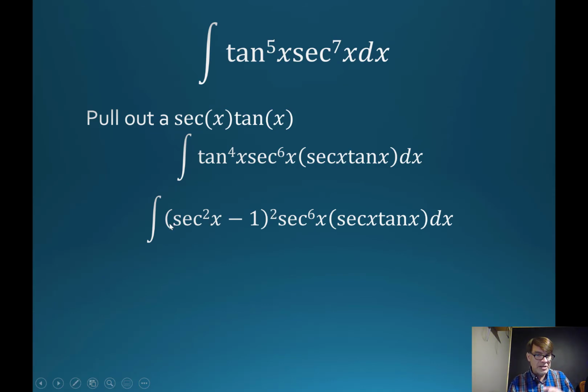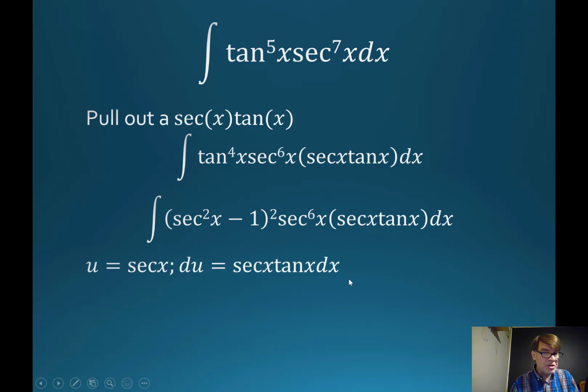So tangent squared x is secant squared x minus 1. That's tangent squared x to the second power, which gives us tangent to the fourth power. Okay, does that make sense? There's the secant x, and there's the thing that we pulled out. All right, now that we've got everything in terms of secant, we can do u equals secant x, and remember du is secant x tangent x dx. Remember the dx this time. So we can substitute this in, and we've got u squared minus 1 raised to the second power times u to the 6th power du, because remember, all of that is du.